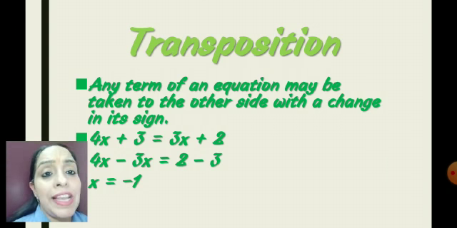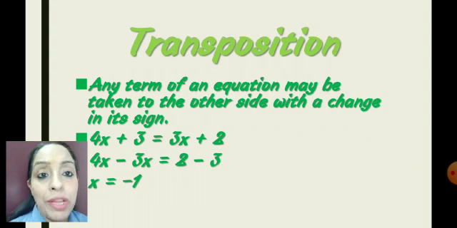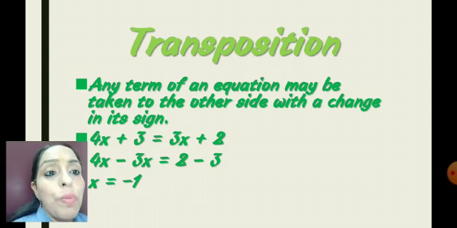You can see in the second step, 4x minus 3x. Why will it become minus 3x? Because 3x is on the right hand side, and when I am converting it into the left hand side, when I am transposing it, it will become minus. So 4x minus 3x is equal to 2 on the RHS, so I can write plus 2, and 3 is on the left hand side. When I am transposing plus 3 to the RHS, it will become minus.